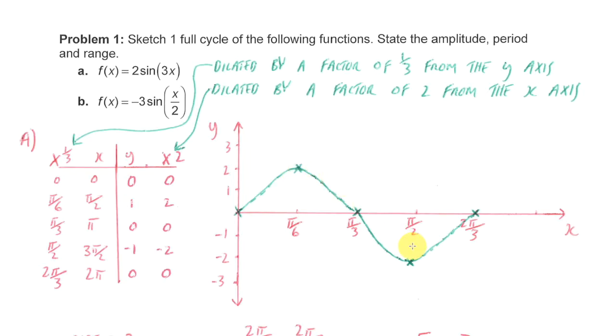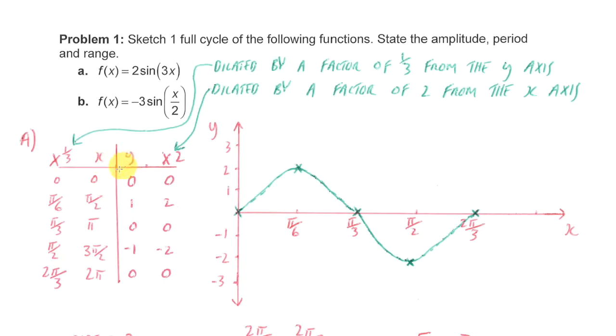All right, so our first problem. Sketch one full cycle of the following functions. State the amplitude, period, and range. So let's look at A. We've got f of x equals 2 sine of 3x. Here's how we should begin. We set ourselves up with a bit of a grid, and in it we put the critical values, so that's the x and the y.